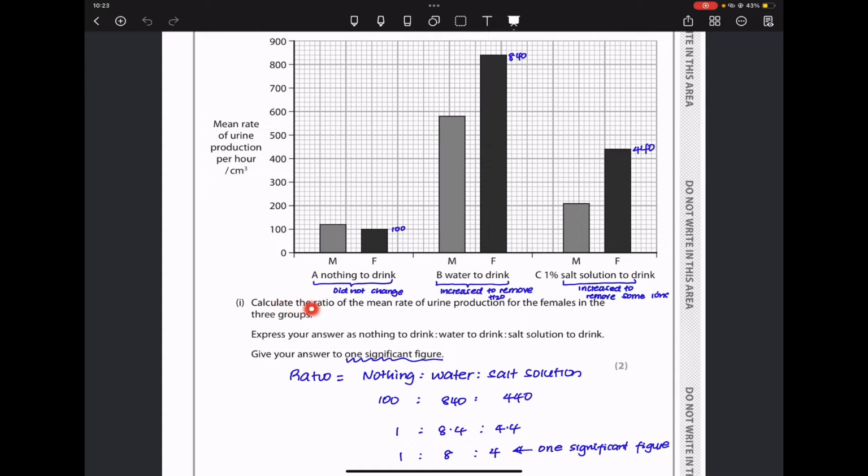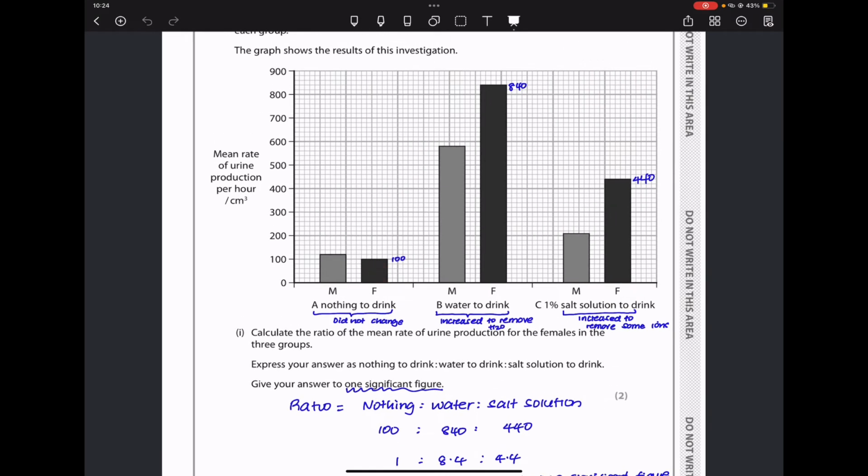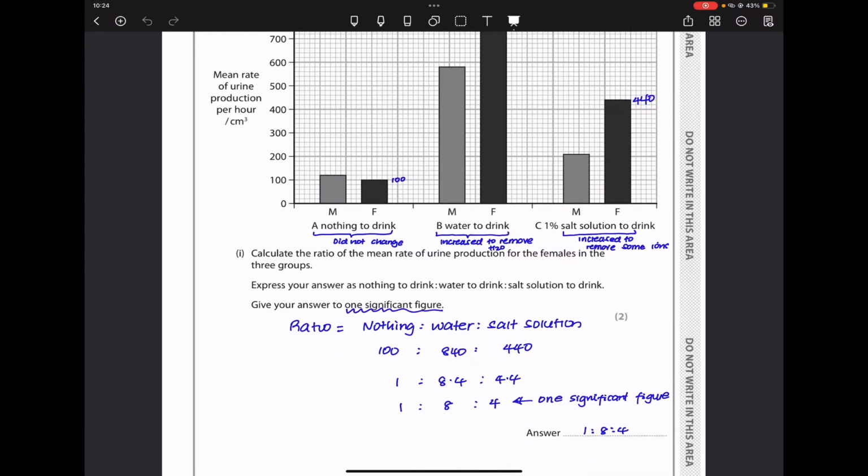So in the first part, they say calculate the ratio of the mean rate of urine production for the females in the three groups. They want you to express your answer as nothing to drink, to water to drink, to salt solution to drink. For the females, 100. This corresponds to 840, and that is to 440. So the ratio is 100 to 840 to 440, which is approximately 1 to 84 to 4, and that was my final answer because they wanted one significant figure.